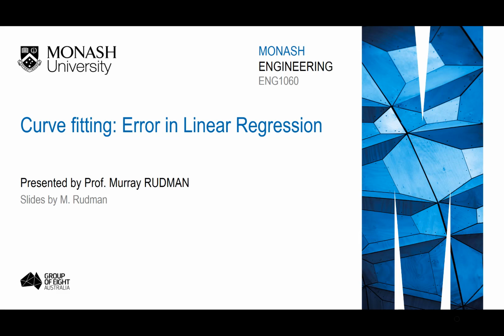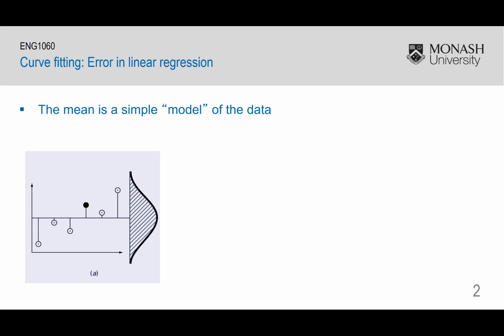We saw previously that simply eyeballing the straight line fit to the data wasn't really satisfactory, and that somehow we needed to be able to quantify the goodness of fit of our straight line. We also saw that, in some very simple and crude way, taking the mean of a data set can be thought of as a very simple model.